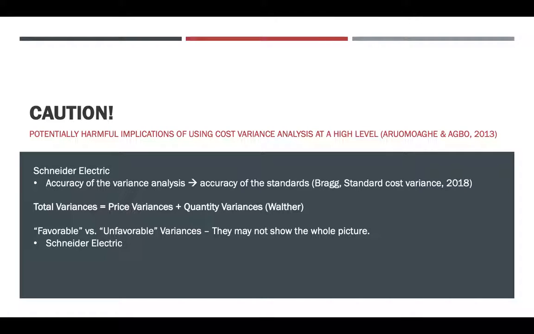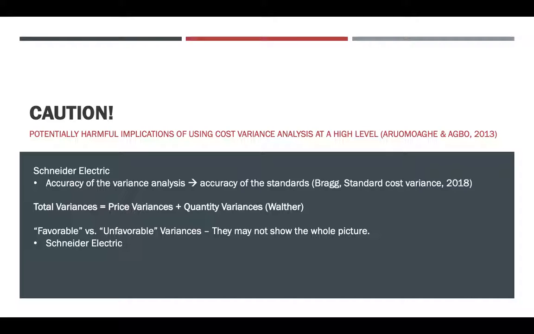Total variance is a combination of price variances and quantity variances. If the root of the variance is not discovered during the analysis, management can misinterpret a low total variance because of how the numbers can cancel each other out within an equation.